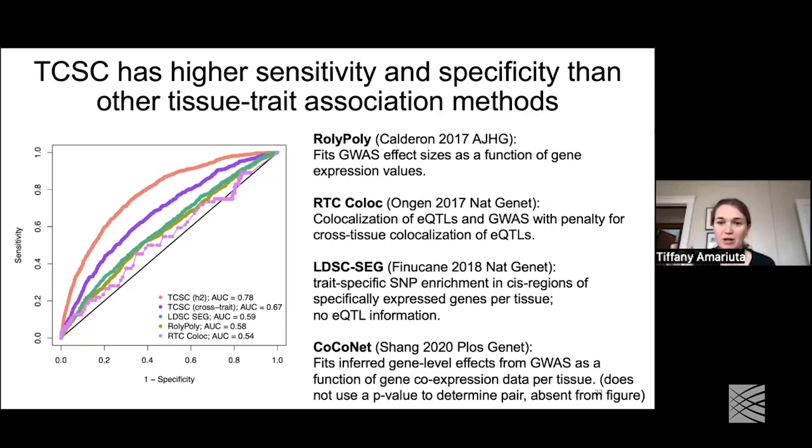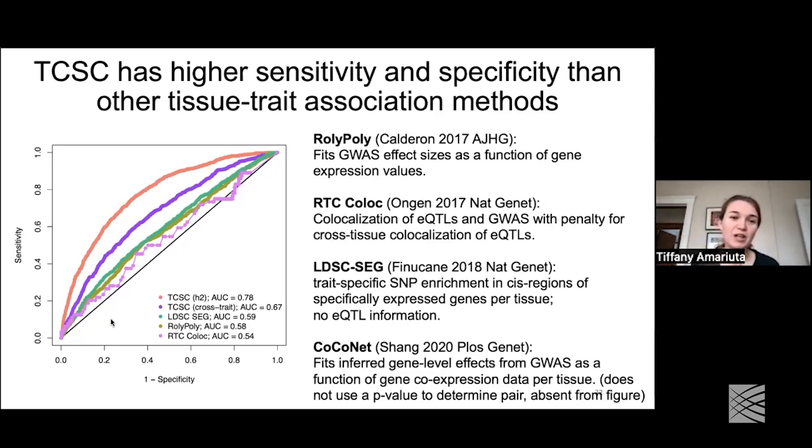I want to mention the one defining feature that differentiates two classes of these methods. One is methods that utilize eQTL data. TCSC utilizes eQTL data and RTC-Colog does as well. The other three methods utilize total gene expression rather than genetic effects on gene expression. So they will instead utilize either specifically expressed genes or the co-expression networks of genes, and then incorporate the GWAS data for the genetic effects on disease that are nearby those relevant genes for different tissues.